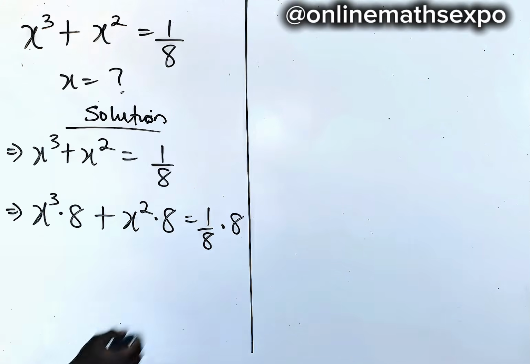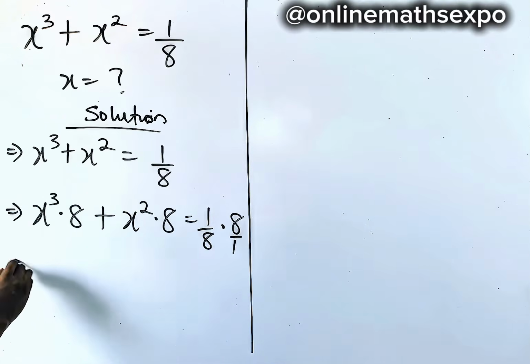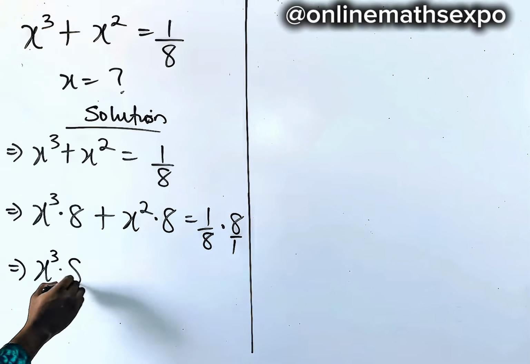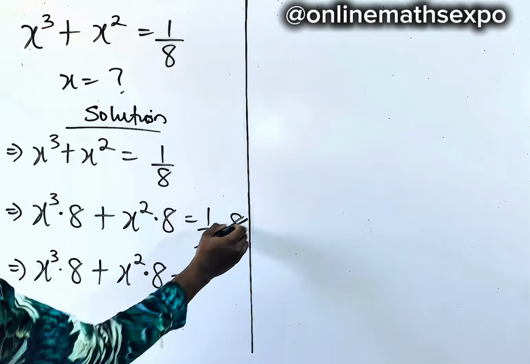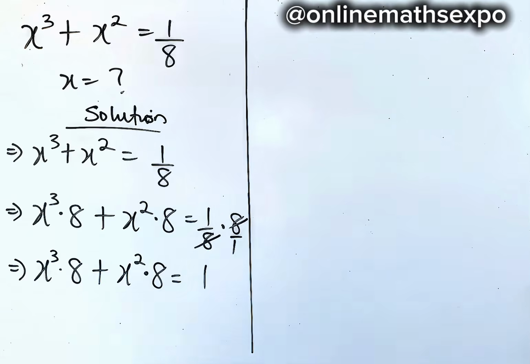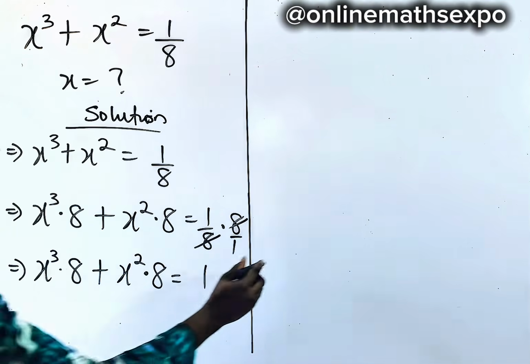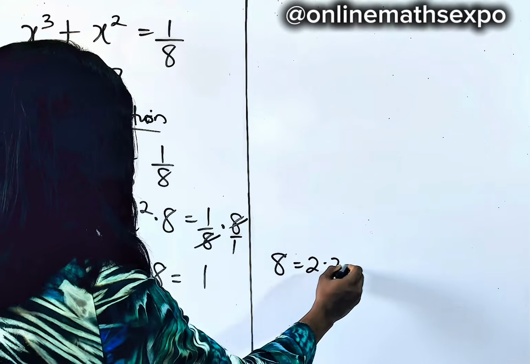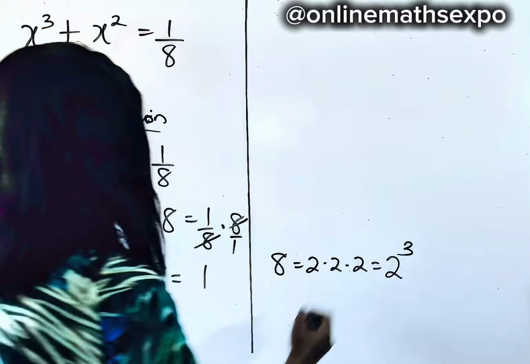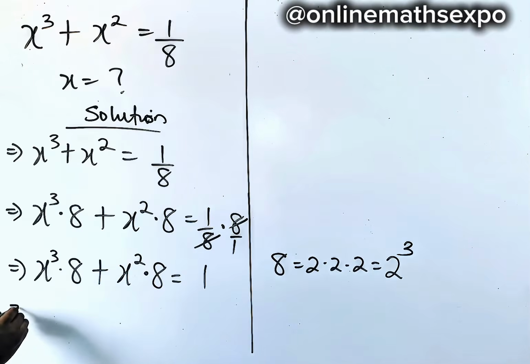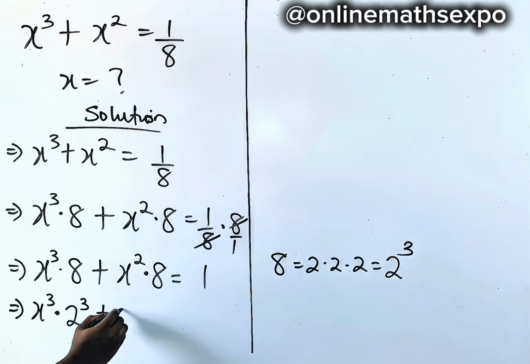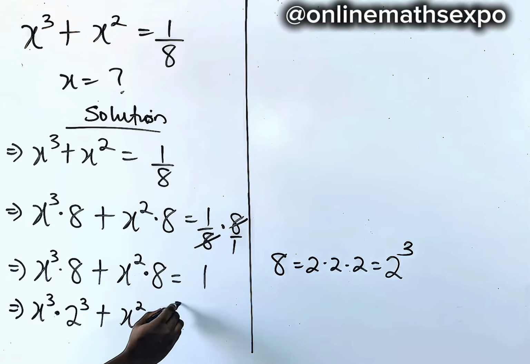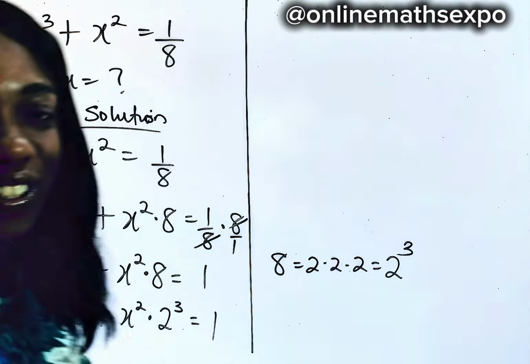Now what do you do next? This is over 1. So we are going to have x cubed multiplied by 8 plus x squared multiplied by 8. This can cancel out, and we have 1. Now, what do you do at this point? We can rewrite 8 to be 2 times 2 times 2, which is 2 cubed. So this is also the same as x cubed multiplied by 2 cubed plus x squared multiplied by 2 cubed is equal to 1. At this point, what do you do?